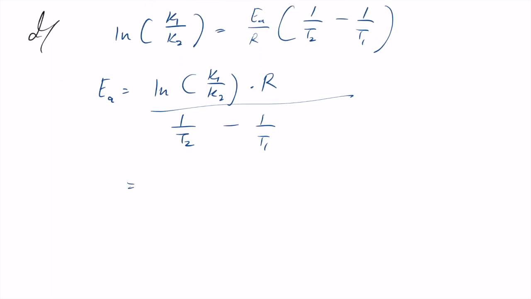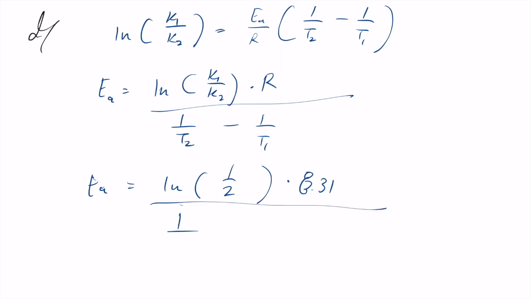Now, we know that K2, the rate constant, is twice K1. So we can actually simplify a little bit. Say ln K1 over 2K1, so these just cancel out. So it's actually just 1 over 2, believe it or not. We have 1 over 2 times R, which is 8.31, our gas constant. And then 1 over T2, but I'm going to convert this to Kelvin. So 35 plus 273 is 308. That's our T2 minus 1 over T1, which is 25 plus 273, which is really just 298.